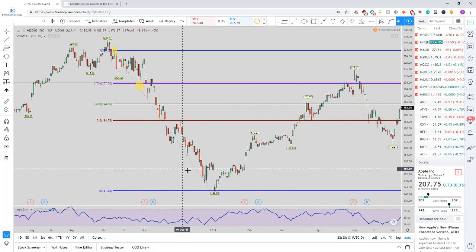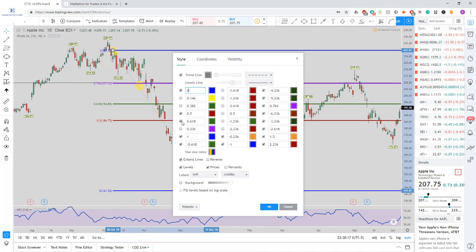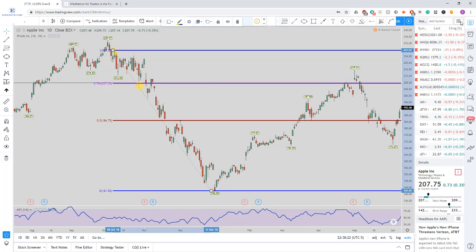So how this trade works? Let me take off the 61.8 because we do not use that in this trade. And the charting software I'm using is TradingView.